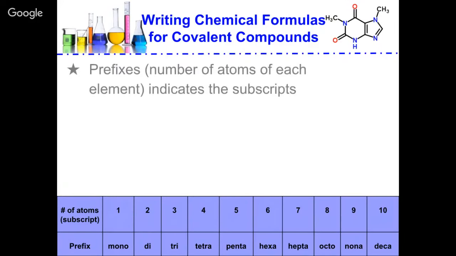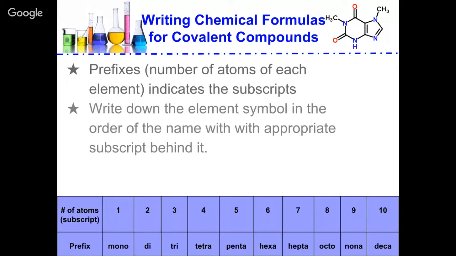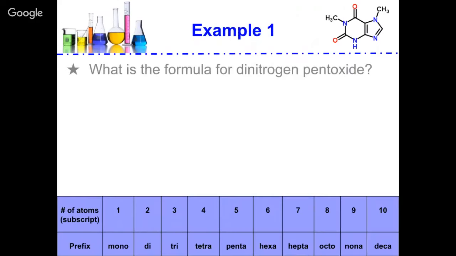So what if we're writing the formula from the name? Instead of writing the name, what if we're writing the chemical formula? Prefixes, remember, are the number of atoms of each element, and they're indicated by the subscripts. So write down the element symbol in the order of the name with the appropriate subscript behind it. Let's do an example. What is the formula for dinitrogen pentoxide? The first element is nitrogen, and that's a 2. And then oxide is O, and there's a 5 after it. So N2O5 is dinitrogen pentoxide.